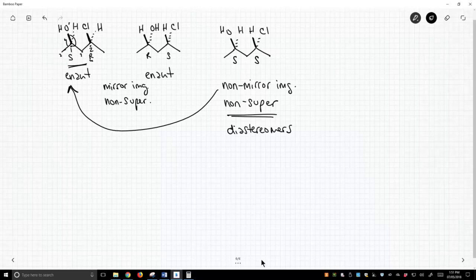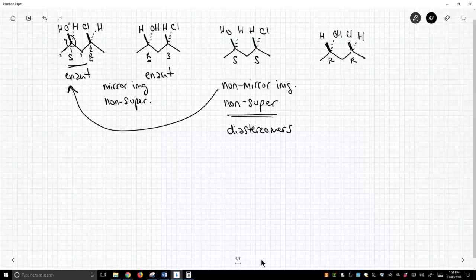As it turns out, there's another possible structure we can draw. We've drawn the SR, the RS, the SS, and what we haven't drawn is the RR. So let's go ahead and look at this R. For R, we had the hydrogen up and the OH down. And for the R with the chloride stereocenter, we had the chloride up and the H down. So this is the RR.